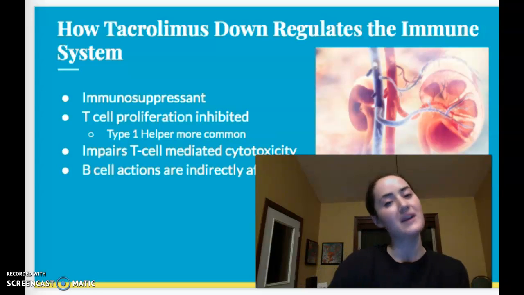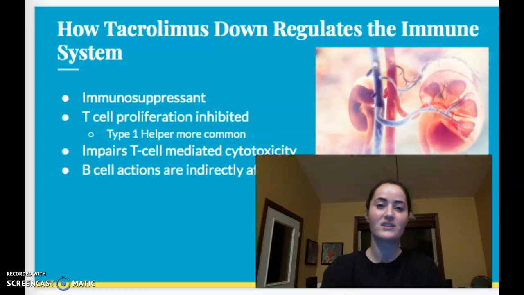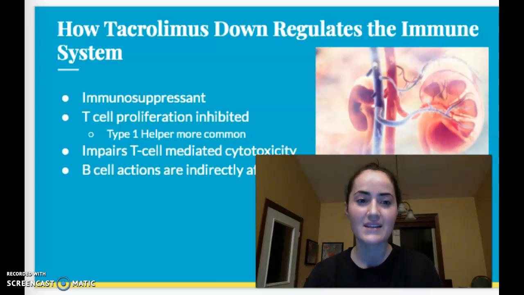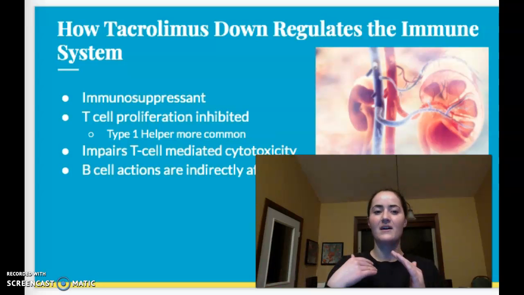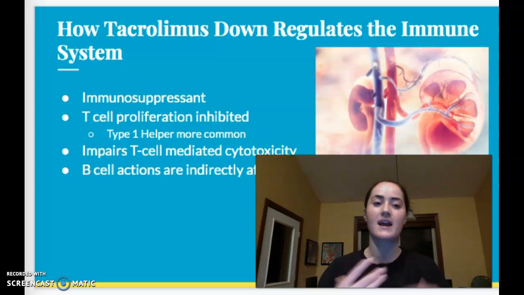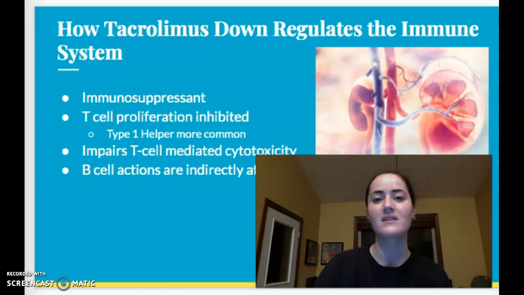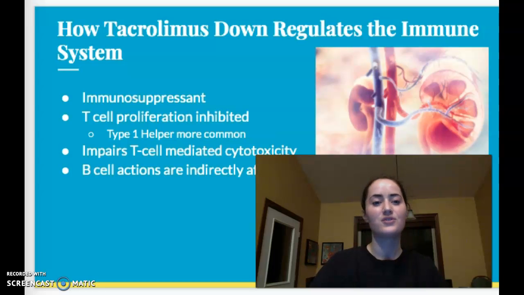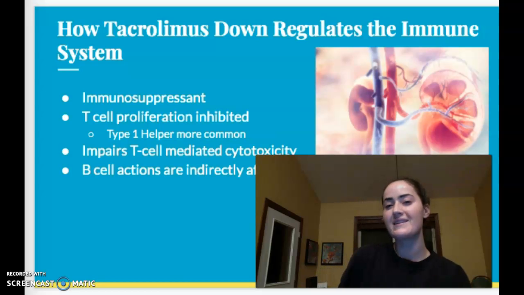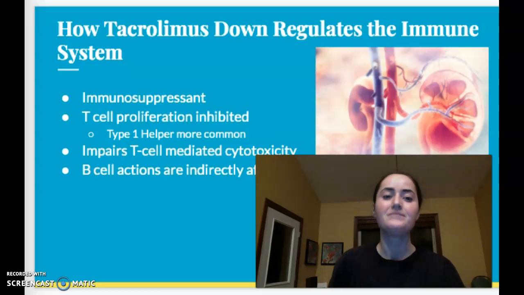Like I've said before, tacrolimus inhibits the proliferation of T cells, which are a type of lymphocyte. Something that I thought was interesting is that there are different types of helper T cells, type 1 and type 2. It has been shown to more severely suppress the actions of type 1 helper T cells compared to type 2 helper T cells. Tacrolimus has also been shown to impair T cell mediated cytotoxicity.